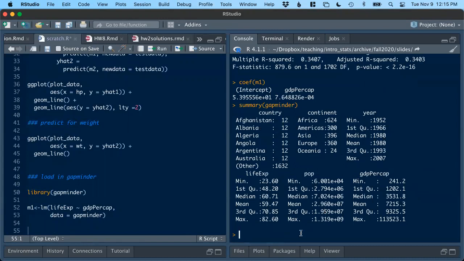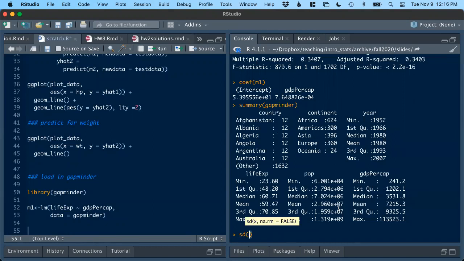The minimum value for life expectancy is 23. The maximum value for life expectancy is 82. The minimum value for GDP is 241. The maximum is 113,000. It's a huge range, right? The range for life expectancy is about 60. The range for GDP is 100,000. So a 1 unit change in GDP is not very meaningful. It's a $1 change in country income per person. But a 1 year change in life expectancy is quite a meaningful difference, right?